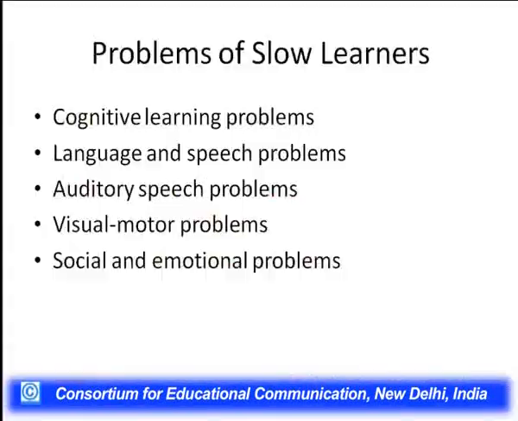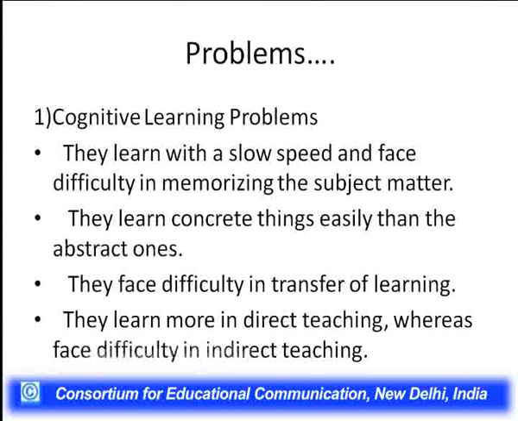First is the cognitive learning problems, then language and speech problems, then auditory speech problems, then visual motor problems, social and emotional problems. We will take them one by one. First is the cognitive learning problems. These slow learner children have a problem in memorizing things properly. They are not able to concentrate on the concept which the teacher is teaching. They learn concrete things in a better manner instead of abstract things.